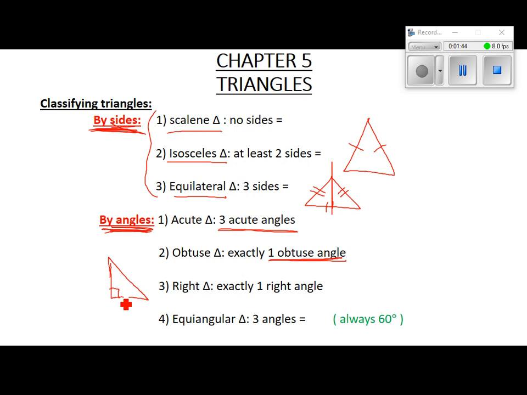And for an equiangular triangle, all three angles are congruent, and we're going to talk a little more about it later on the slideshow here. So all three angles are the same. If a triangle is equilateral, draw this on your notes there. If it is equilateral, then it's also equiangular. So it has to be both. If it's one, it has to be the other.